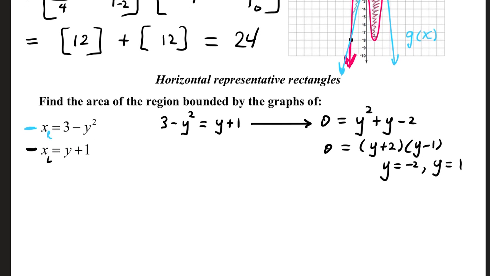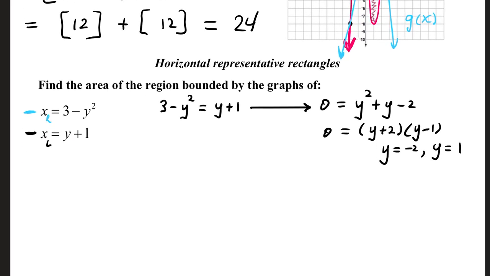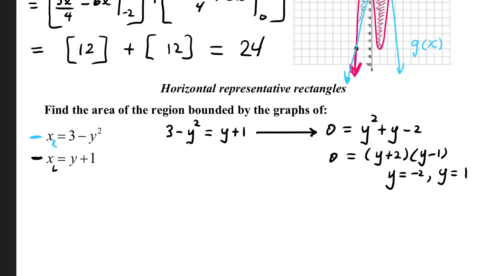Let's look at a case of horizontal representative rectangles. Find the area of the region bounded by the graphs of x sub r equals 3 minus y squared, and x sub L equals y plus 1. Now, if you were to look at the graphs, this graph is always to the right of this one. When you set them equal, put all your terms on one side, you get y values of -2 and 1.